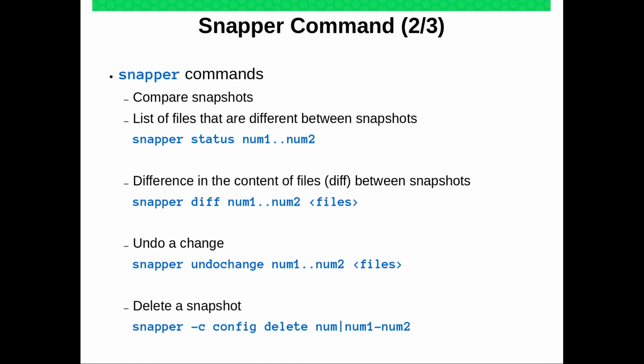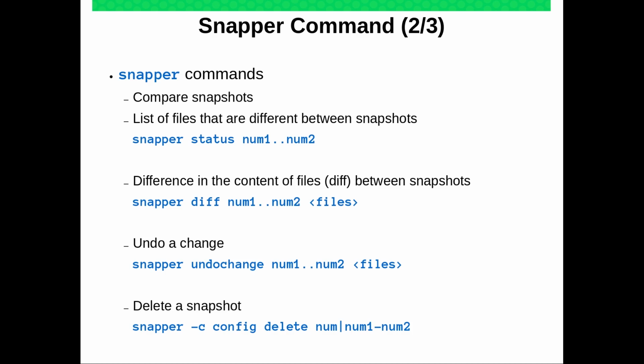We can look at the contents of files using the diff snapper command: snapper diff, the number of the snapshot, that's the ID, dot dot, the other one you want to compare it to, and then a space and the list of file or files you want to compare. We can undo a change on a file with snapper undochange, and again, the ID dot dot ID, and then the file you want to undo or to roll back.